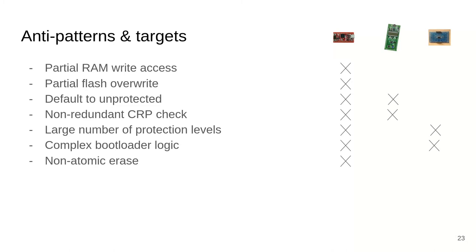Certain chips default to unprotected, which can make it a lot easier to glitch when there are, for example, 15 values which disable the readout protection and only one that enables it. Non-redundant CRP checks make it easier to glitch, so that if there's only one, then you only need one glitch, for example. A large number of protection levels may confuse developers as to what's actually protected and what's not. Is write access complete write access to the chip or only to RAM, etc.